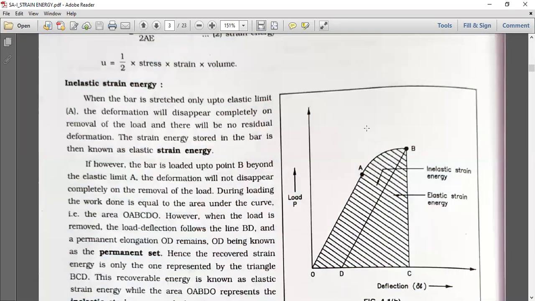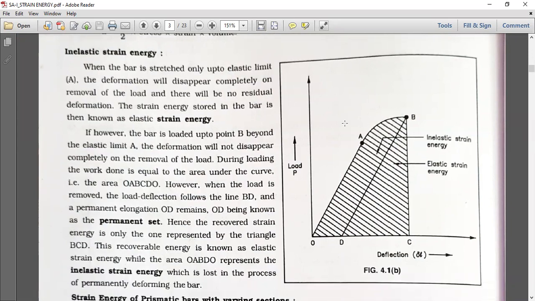Now, inelastic strain energy. Let us start with theory first. When the bar is stretched only up to elastic limit, which is point A, the deformation will disappear completely on removal of the load and there will be no residual deformation. The strain energy stored in the bar is then known as elastic strain energy.